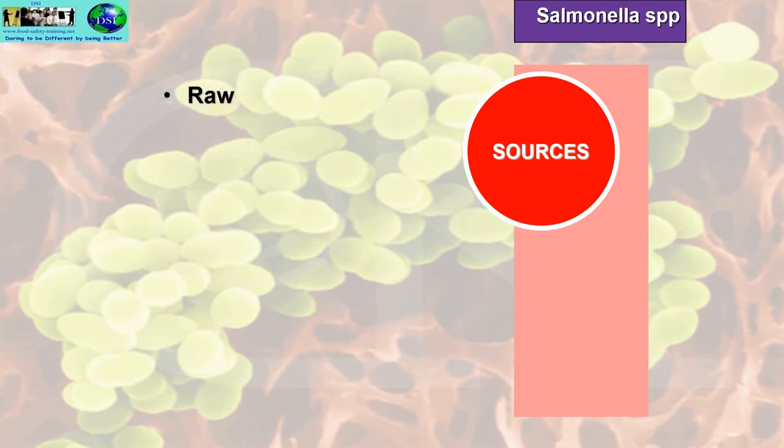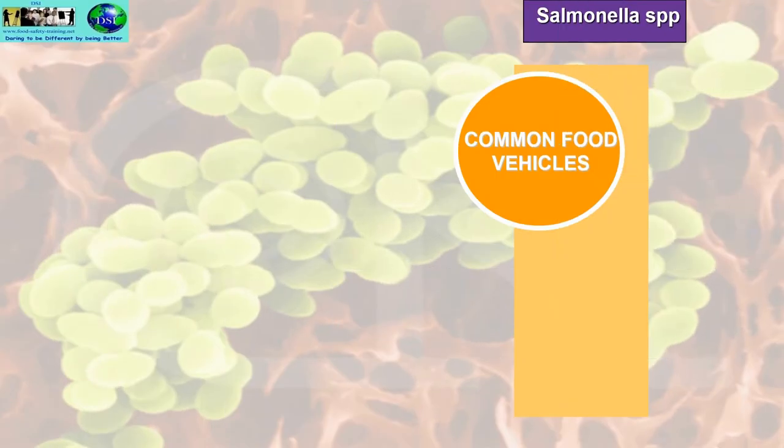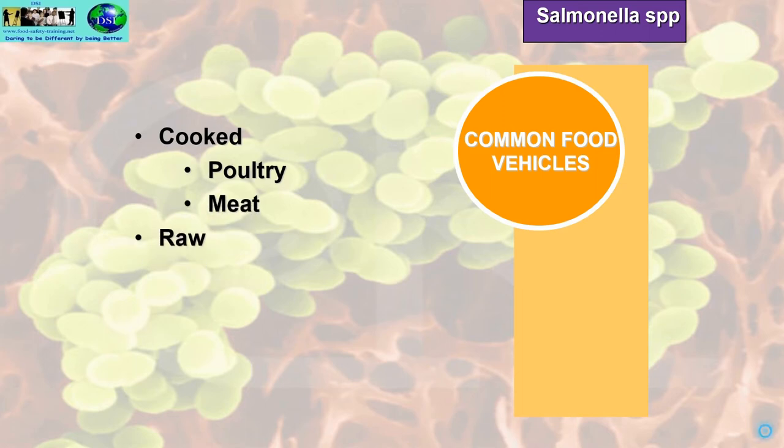So sources of salmonella include raw meat, so we've got raw poultry, eggs, although not so much in eggs these days, as well as fecal contamination and campylobacter. Milk, meat from people, animals, rodents, and insects. The common food vehicles, how they get into food, but what food that we eat will contain salmonella, include cooked poultry, cooked meat, raw milk, and raw egg products.